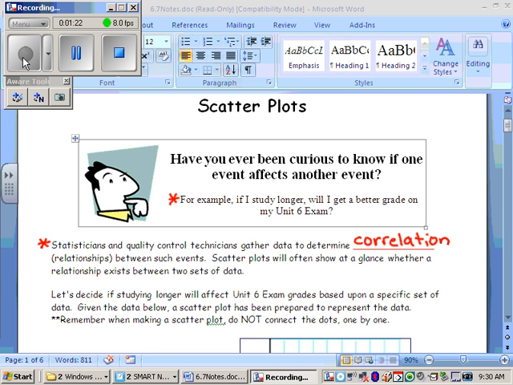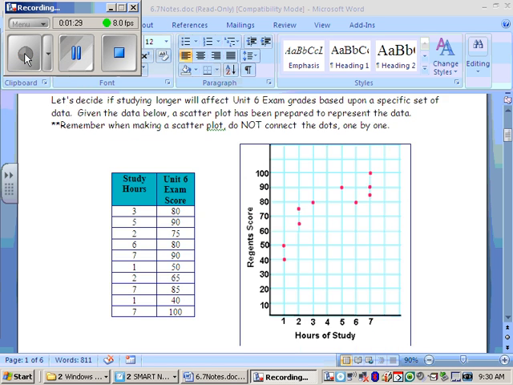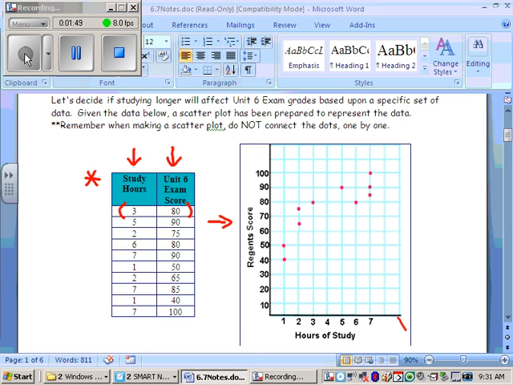So let's decide if studying longer will affect the Unit 6 exam grades based on a specific set of data. If you look at this table, it shows you the study hours for several students and then their Unit 6 exam score. And then those points, each one is actually an individual point, and those points were graphed on the scatter plot to the right, with hours of study along the x-axis and their score on the y-axis.